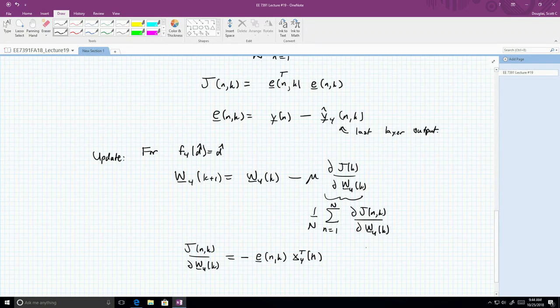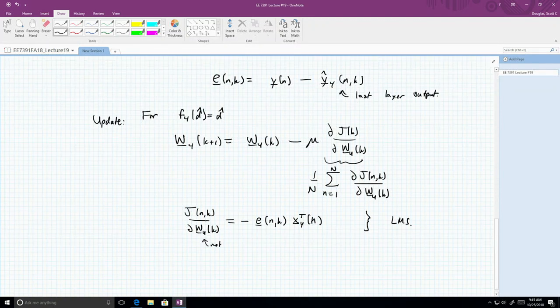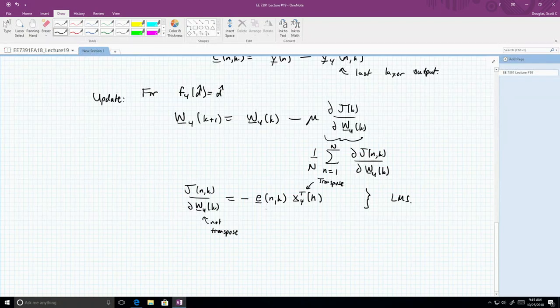And this should look familiar. This is basically LMS, right? When we see that, we see the error times the data. And now granted, it's an outer product, and there's a transpose involved. The reason there's a transpose is because there's no transpose here, so a transpose has to happen here, and that's why it shows up. And of course, this is a vector because it's a multi-channel error as opposed to a single error. But otherwise, it's basically like LMS, okay?